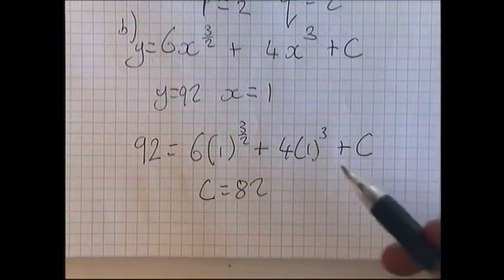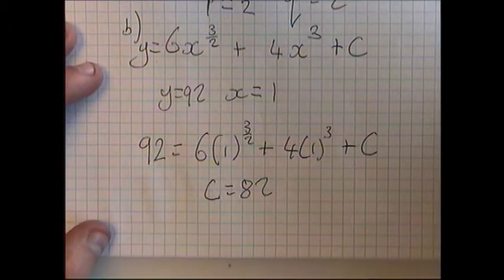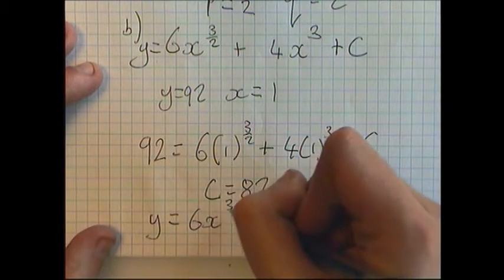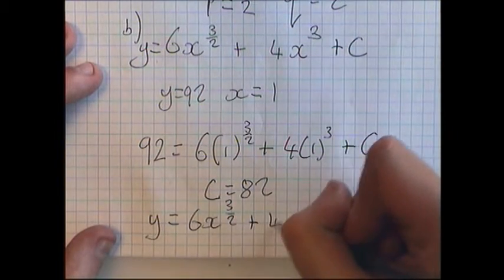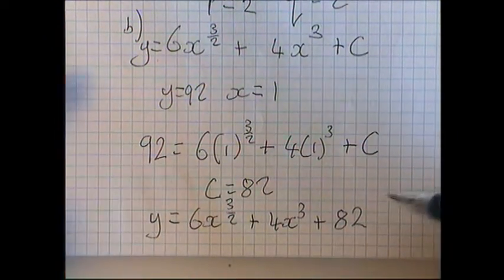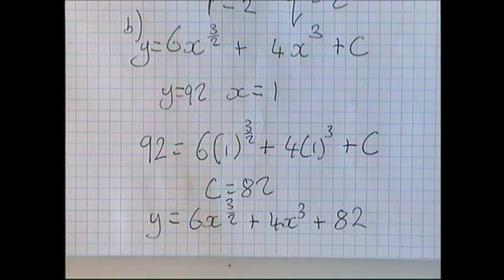So we've not finished the question yet, because we need to substitute that back into the original, where y is equal to 6x to the power of 3 over 2 plus 4x cubed plus 82. And that would be 7 marks for that question.